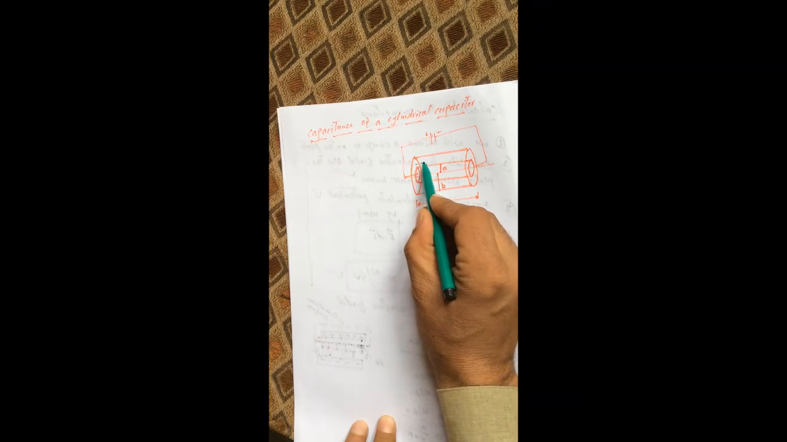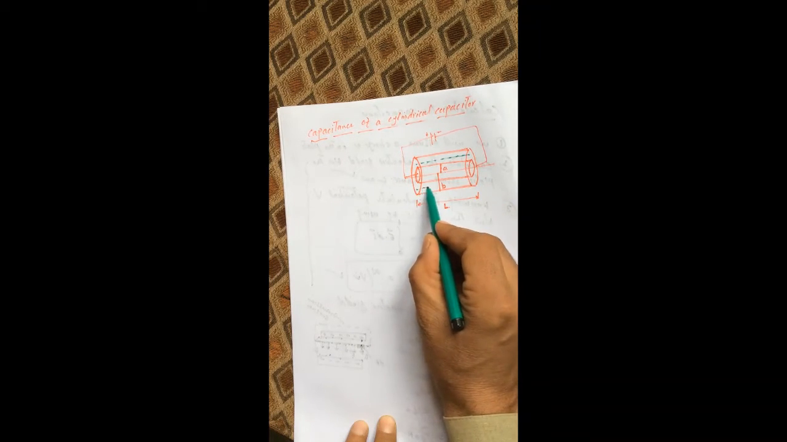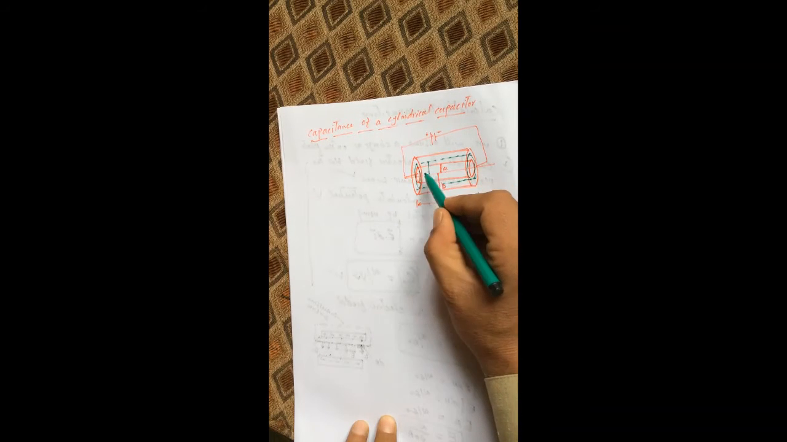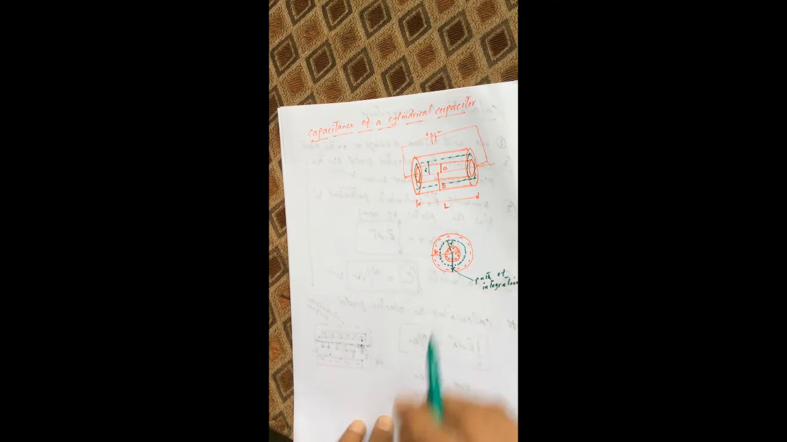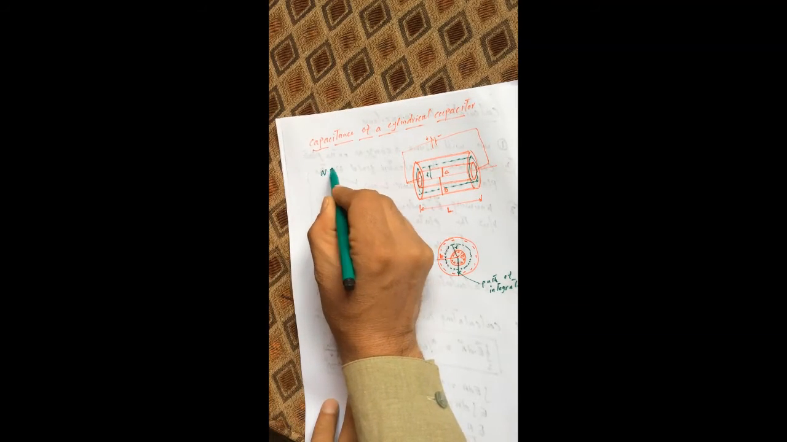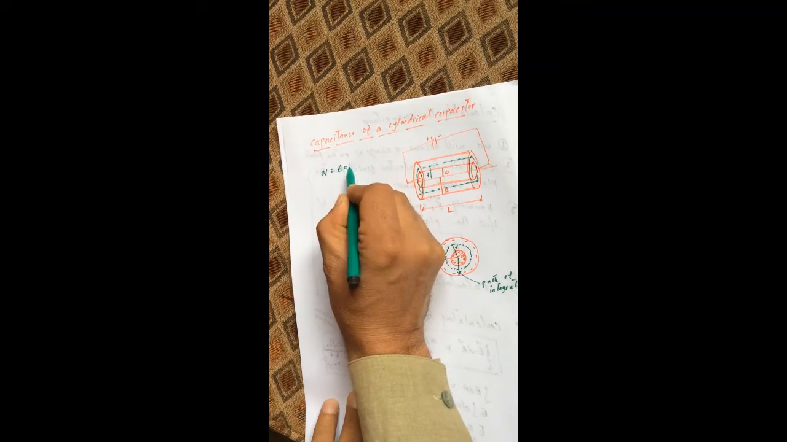Now to calculate the electric field, we draw a Gaussian surface in the form of a cylinder. It's like this. This is the Gaussian surface, and it has a radius r. Now to calculate the electric field of this cylindrical capacitor, we use this relation, which is Q is equal to epsilon naught E A.